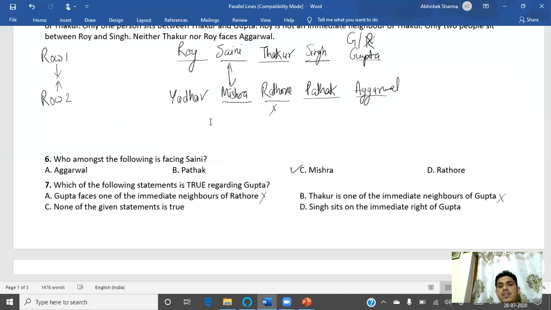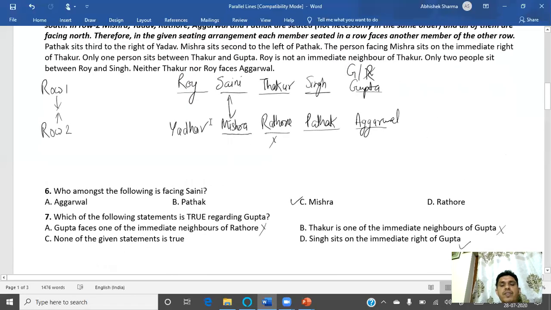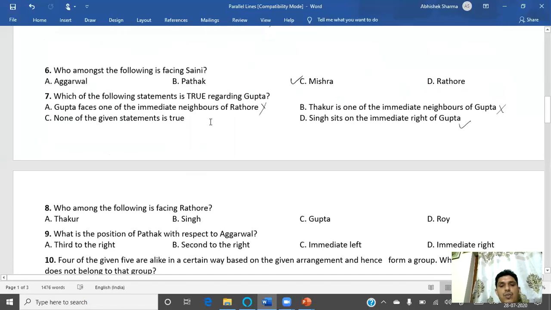Let us check for the statement D. Singh sits on the immediate right of Gupta. So friends, this statement is correct. Right? Okay, let us come to the question number 8. The question is, who among the following is facing Rathod? So if we check facing Rathod, answer will be Thakur. So here option number A will be the correct answer.